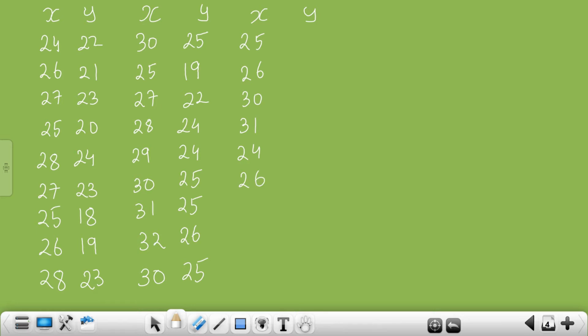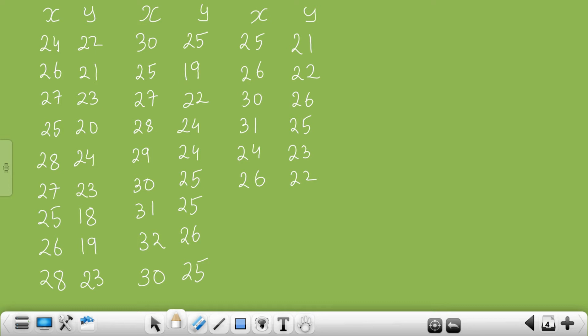So we will quickly make a note of this. Now let us count the total number of observations. So for the pair of x and y, there are total 1, 2, 3, 4, 5, 6, 7, 8, 9, 10, 11, 12, 13, 14, 15, 16, 17, 18, 19, 20, 21, 22, 23 and 24. So in all we have total 24 pairs of observation, and for these 24 pairs of observation we are going to prepare a bivariate frequency distribution.